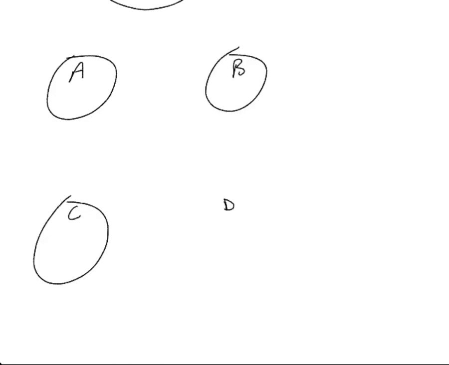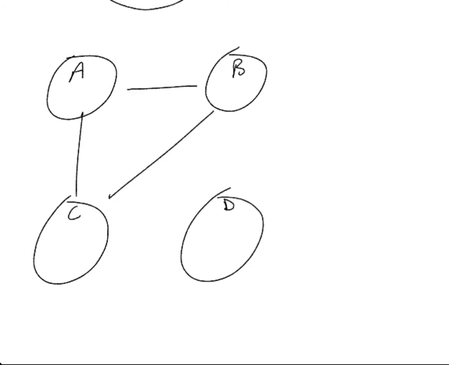Let's do another example. A, B, C, D. This is disconnected. And we'll see an interesting property about depth first searches here. Now, we used a queue in breadth first search. In depth first search, we're going to use a stack. So I'm going to show the stack as we go now.